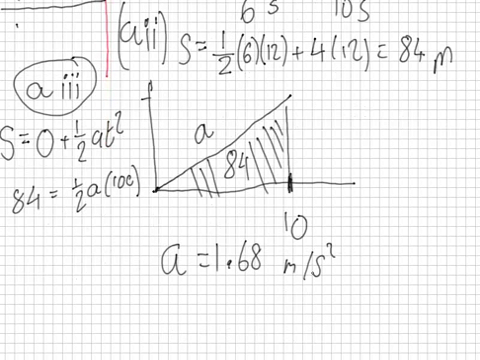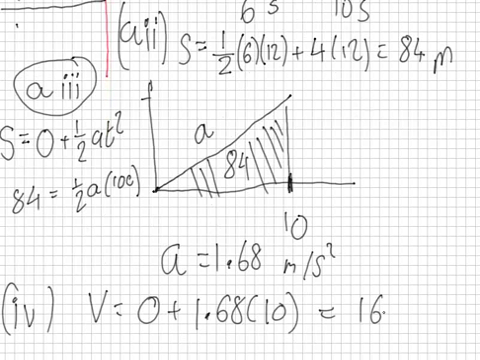And then the final part for this is what's the speed. So how can I find the velocity of the lorry? Just V equals U plus A times T. So that's something we can just write down in our head. Simple calculation: 16.8 metres per second.